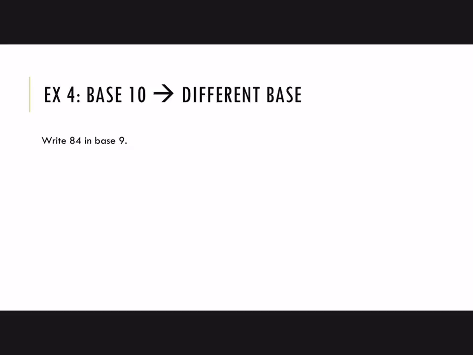Okay, example 4. Write 84 in base 9. So option 1, we've got the 1's place, the 9's place, the 9 squared or 81 place, and then 9 cubed is going to be 729, and that's bigger than 84. So we have one group of 81 in 84.